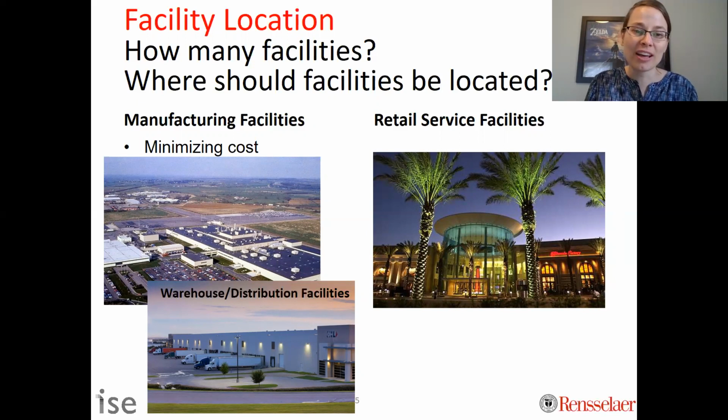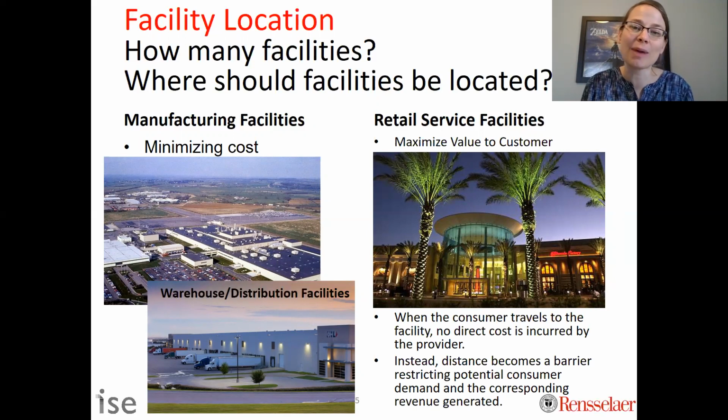Even just from these pictures, they're usually not super pretty areas. They're where we can locate things that are close to transportation, where we have space that's maybe cheaper, etc. Versus retail facilities, where there's usually some idea of maximizing value to a customer. When we think about where we should locate and how many facilities we have, oftentimes we think about not transportation cost as much. Instead, we think about a customer needing to drive to experience this facility, so it can't be too far away. Otherwise, that would limit the value to the customer.